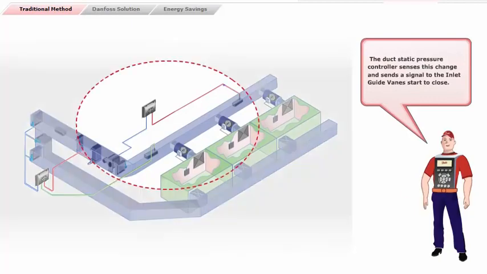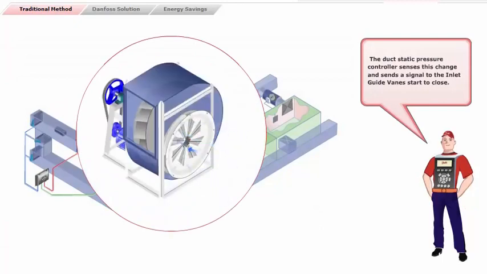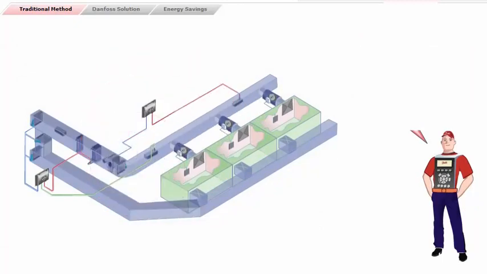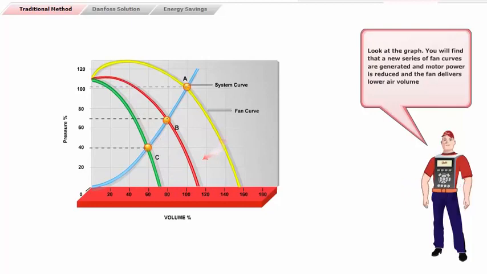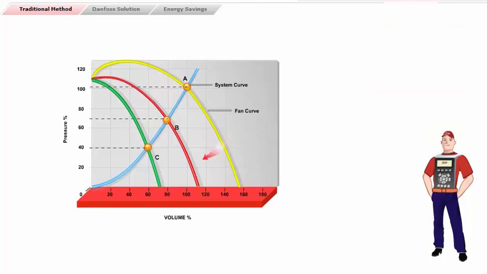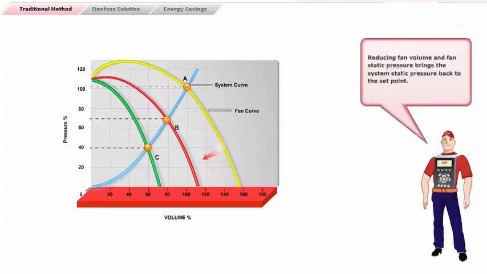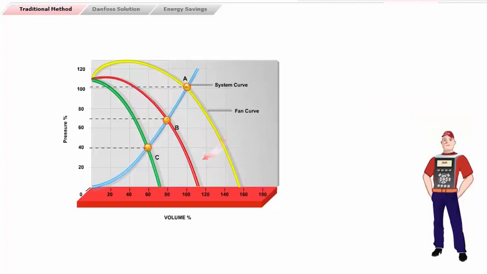The duct static pressure controller senses this change and sends a signal to the inlet guide vanes to start to close. Look at the graph. You will find that a new series of fan curves are generated, and motor power is reduced, and the fan delivers lower air volume. Reducing fan volume and fan static pressure brings the system static pressure back to the set point.